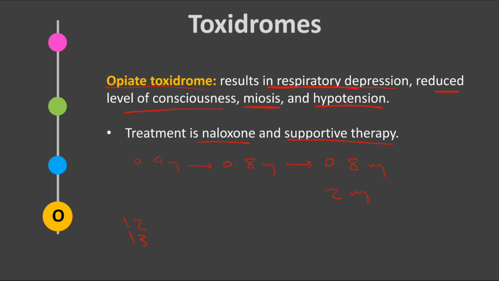Also try to follow up the patient for a few hours and give them naloxone again, because the effect of naloxone is shorter than that of the opioid itself. So many times you give the antidote, the patient improves, then after a few minutes the patient becomes unconscious again.